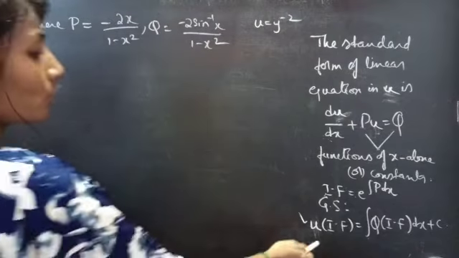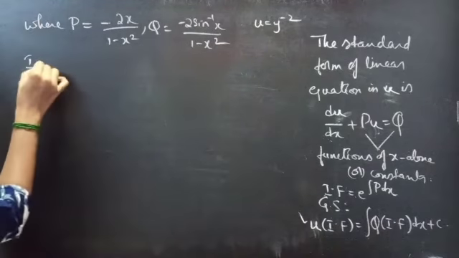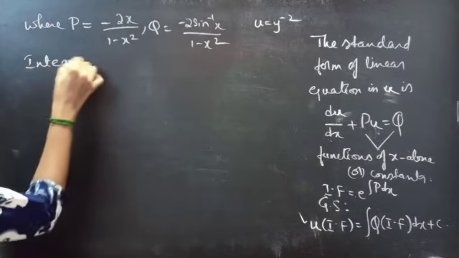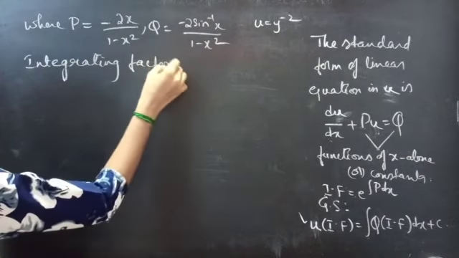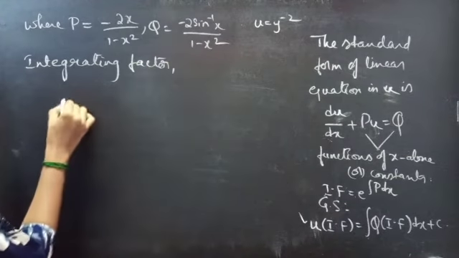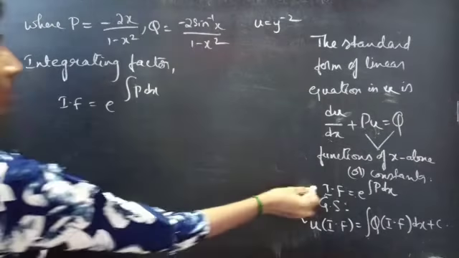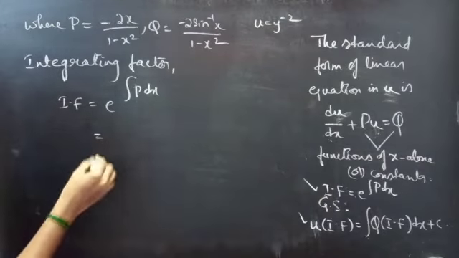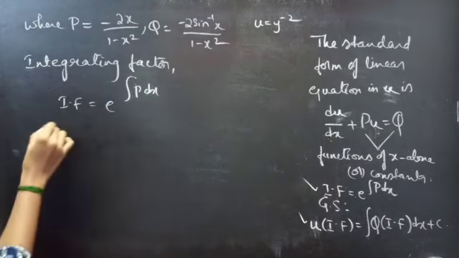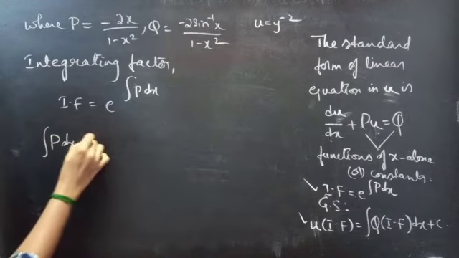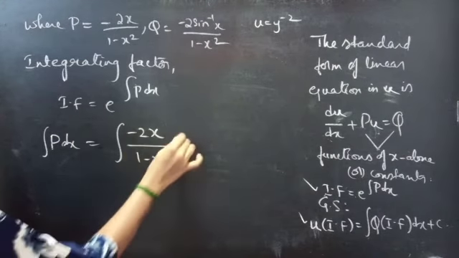So before going to the general solution, we need to find the integrating factor. We know that the integrating factor of a linear equation in u and x is given by e power integral P dx. Firstly, let's find integral P dx. This equals integral of minus 2x by 1 minus x square dx.